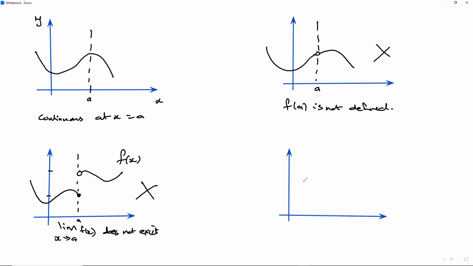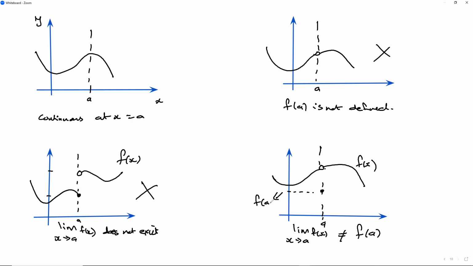And in the case where the function does something like the top one, but the dot is somewhere else, then in this case we're saying that the limit as x tends to A of f of x is not equal to f of A. Because f of A actually lies over here, and the limit actually lies over here, as x tends to A. In the previous case, the limit doesn't exist. In this one, they're not equal. In the other one, it's not defined.